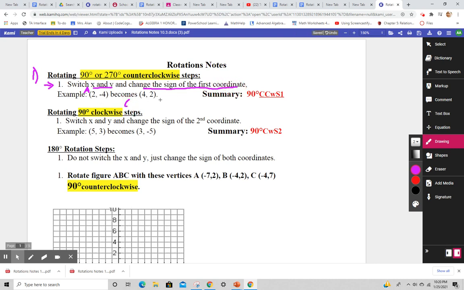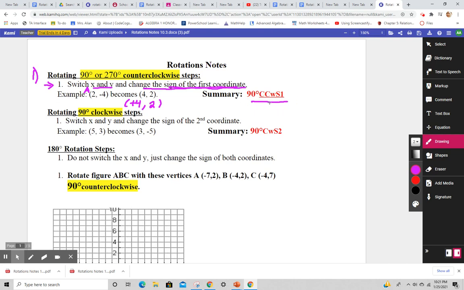So you switch X and Y. So 2, -4 becomes -4, 2, and then it says to change the sign of the first coordinate. So that's going to go from negative to positive, and that's it. That's how you rotate a figure. And when you're rotating a figure, basically you're rotating all of the points that make that figure. So to rotate 90 degrees or 270 degrees counterclockwise, you switch X and Y and change the sign of the first.